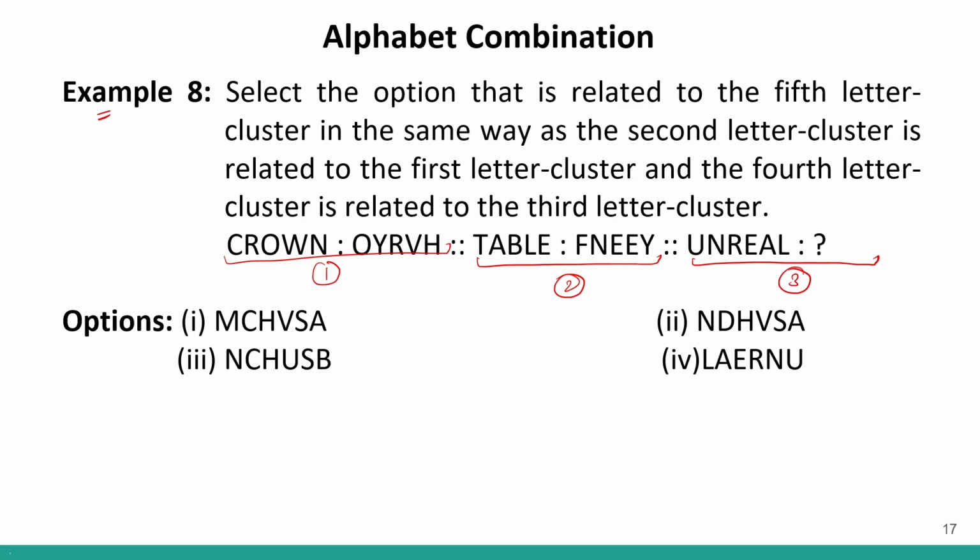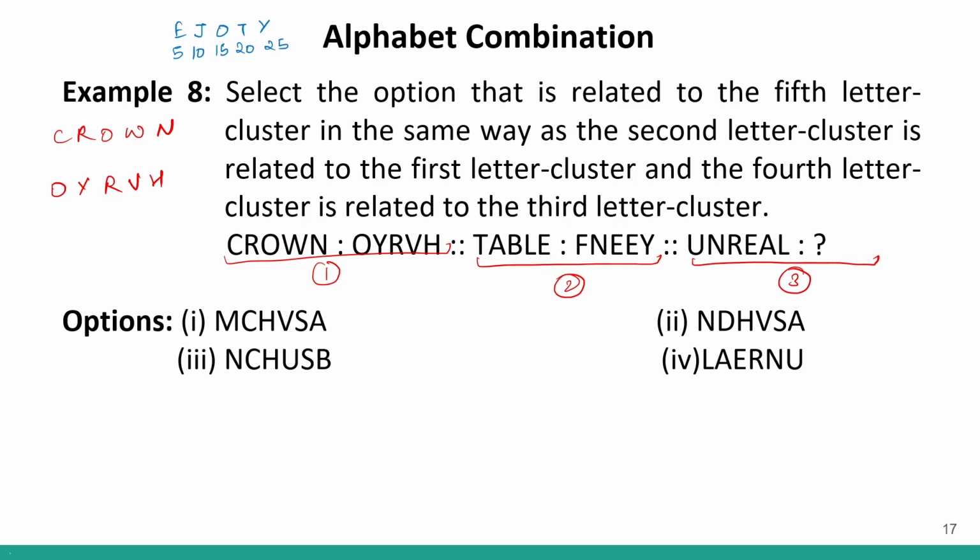So we have CROWN and OYRVH. Let us first quickly assign them forward ranks. What is the shortcut for forward ranks? EJOTY. E is 5, J is 10, O is 15, T is 20 and Y is 25. This is the shortcut for forward ranks.